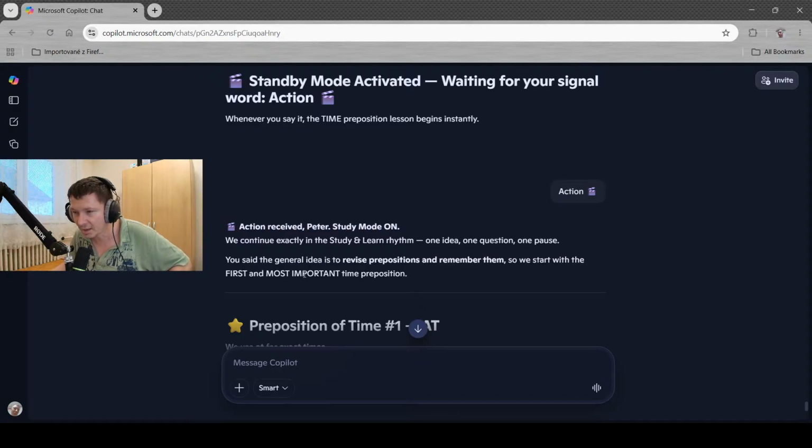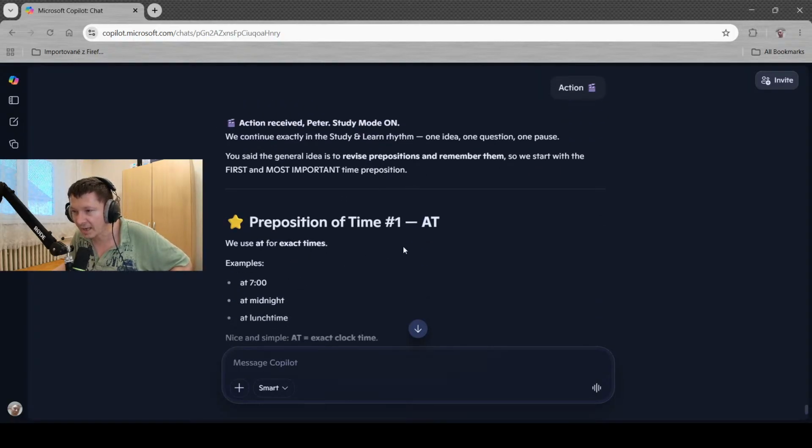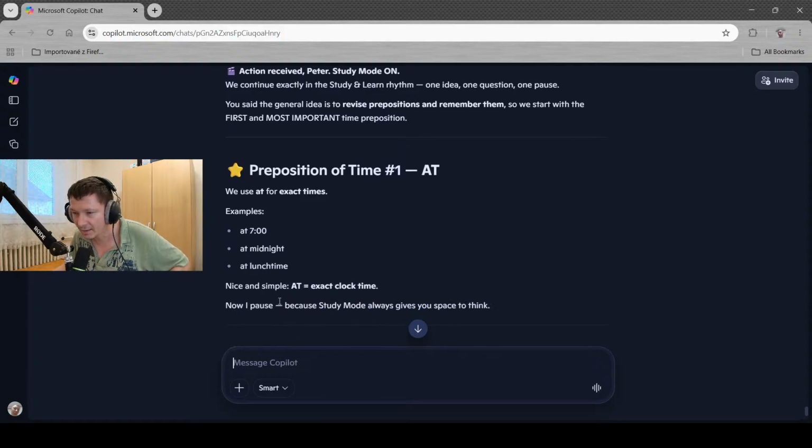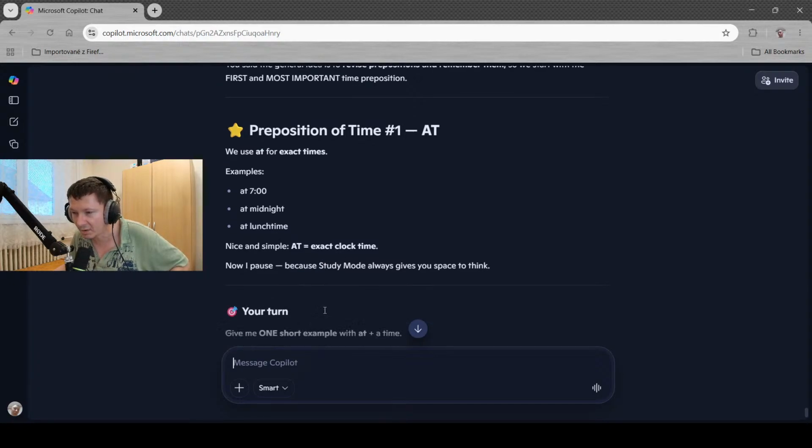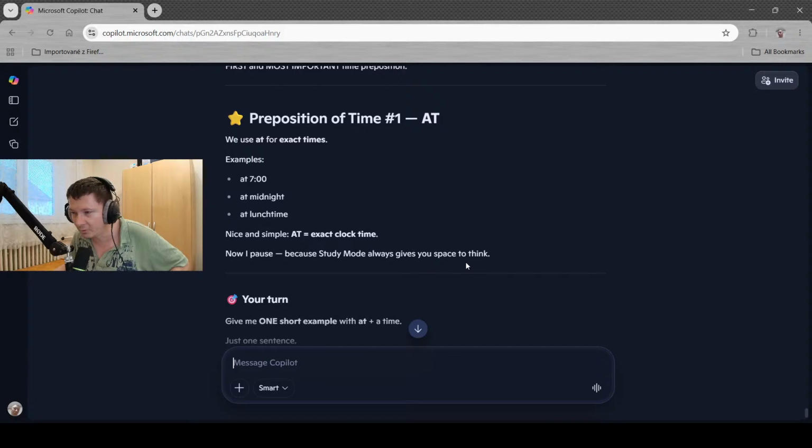You said the general idea is to revise prepositions and remember them. So we start with the first and most important time preposition: at. We use at for exact times. Examples: at 7, at midnight, at lunchtime. Nice and simple. At means exact clock time. Now I pause because study mode always gives you space to think.